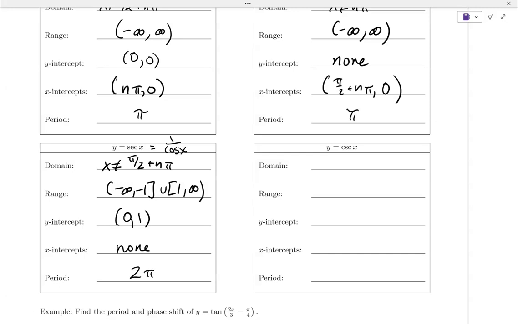That okay? And then for cosecant, just to finish this off, what can't we plug in for x here? What makes the sine 0? Multiples of pi, good. How about its range? Any different range for cosecant as there was for secant? Nope, same exact range.